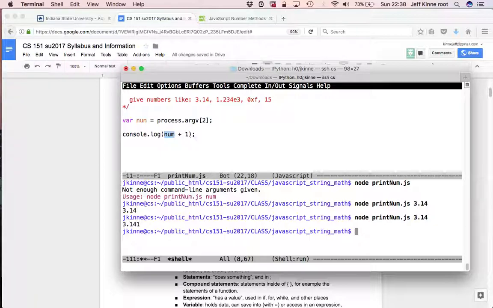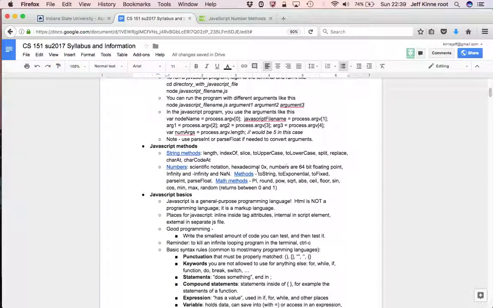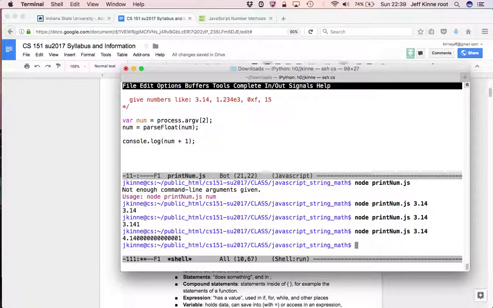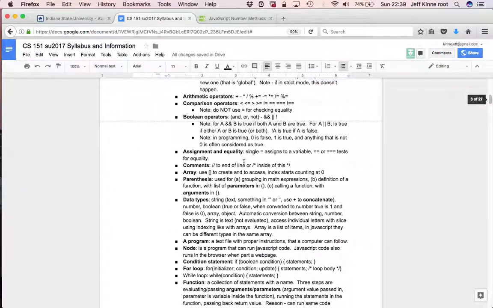If we want to have it view num as a number, then we need to convert it. So I can say num equals parseFloat(num). ParseFloat is on our list here. ParseFloat takes a string and converts it to a floating point number. So note, let's go to our data types here.